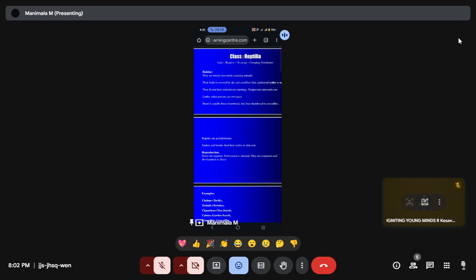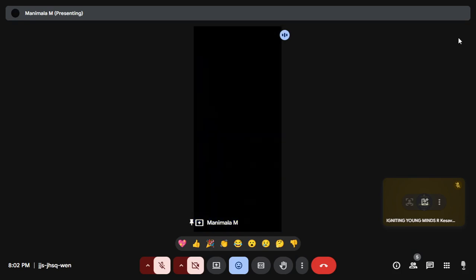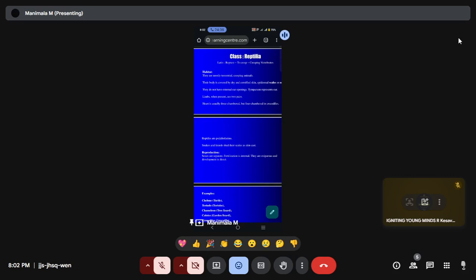Some lizards, such as chameleons, change their color based on the places, so they are called camouflage. And the respiratory system is pulmonary, they have lungs. In the circulatory system, they have a three-chambered heart, incompletely divided. They have two auricles and one ventricle.